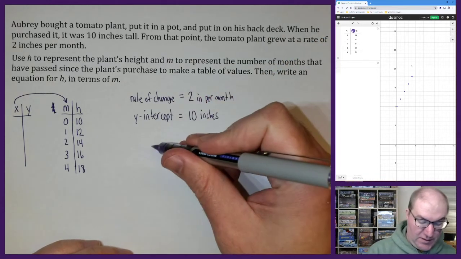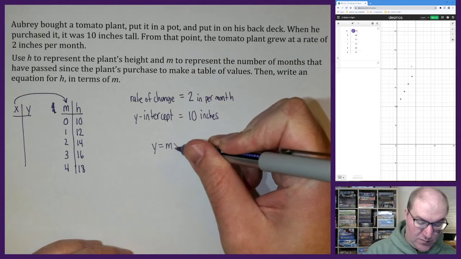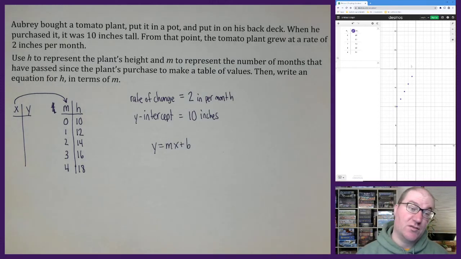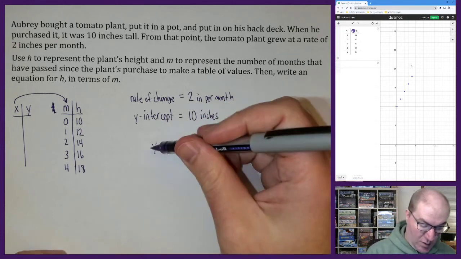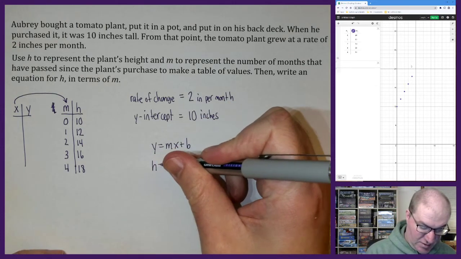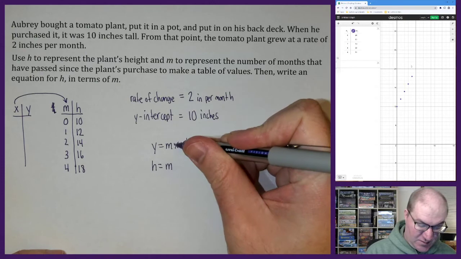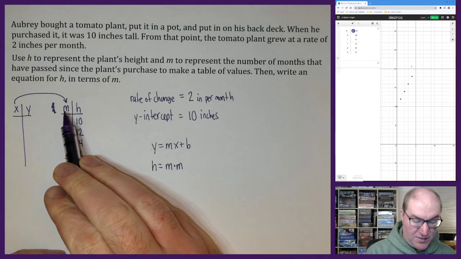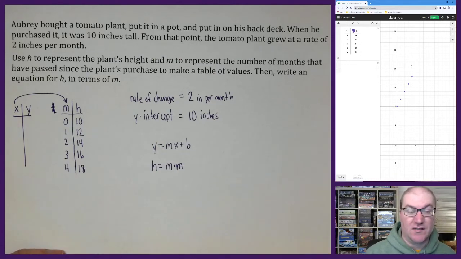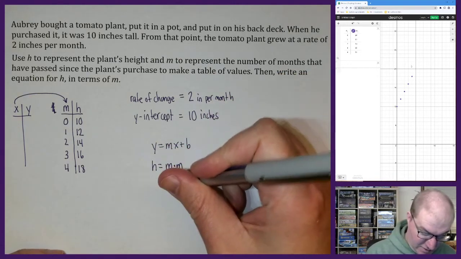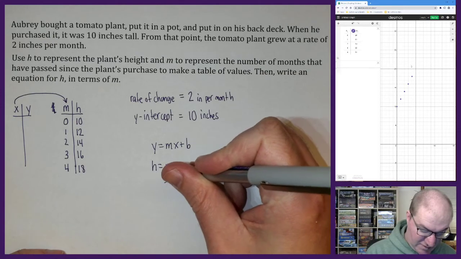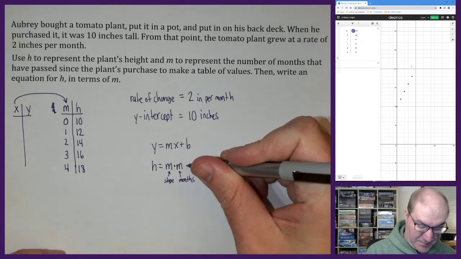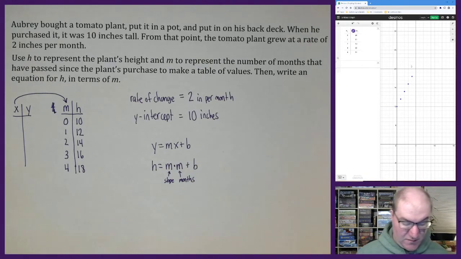So normally, a linear equation looks like this: y equals mx plus b. But because this problem is using h's and m's, we're going to change the y to be h, and we're going to change the x to be m. Now, unfortunately, m represents the number of months, and m is usually the slope, right? So I'm going to say, just underneath here, this is slope and this is months, just because I don't want to get them mixed up. And b is still going to say b, right?